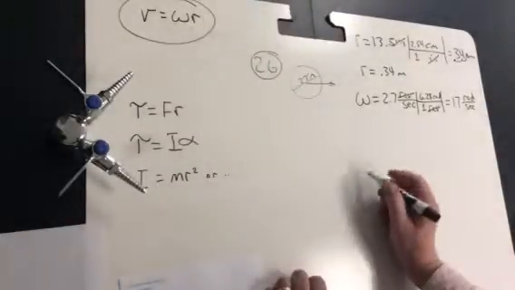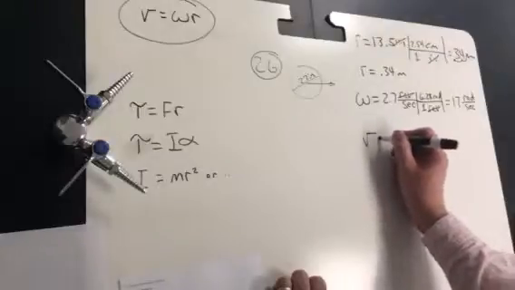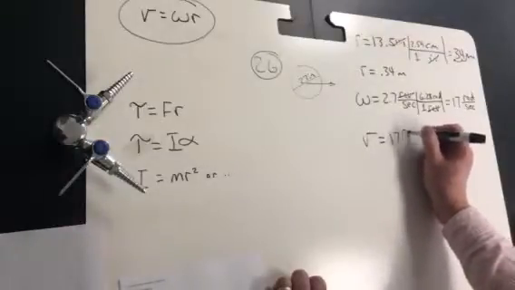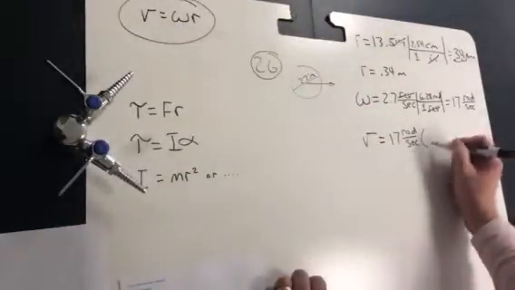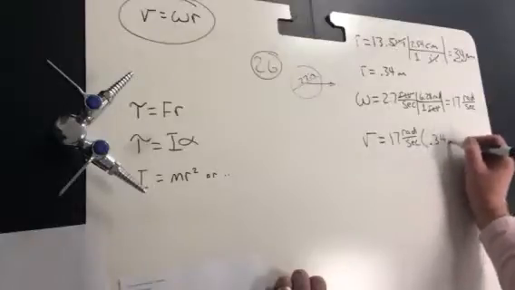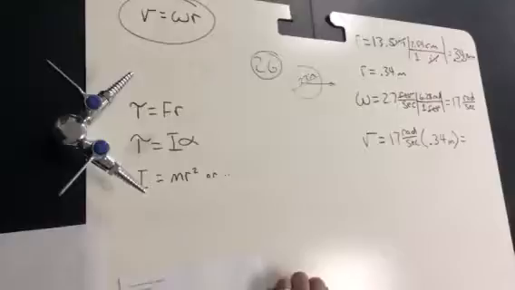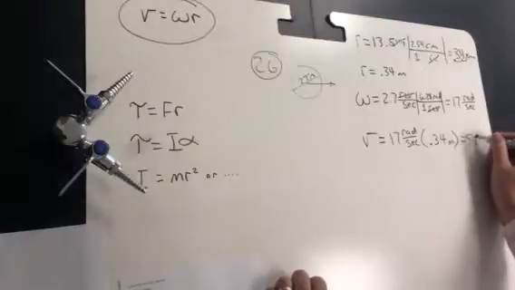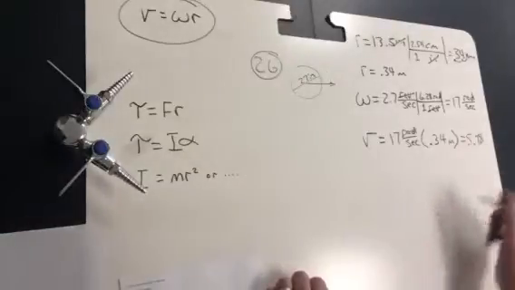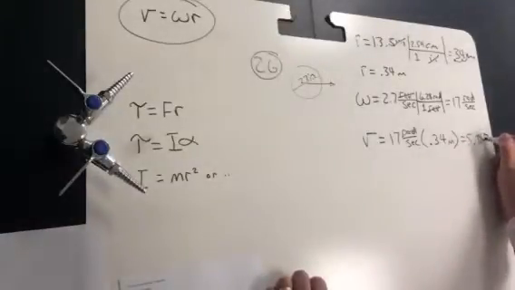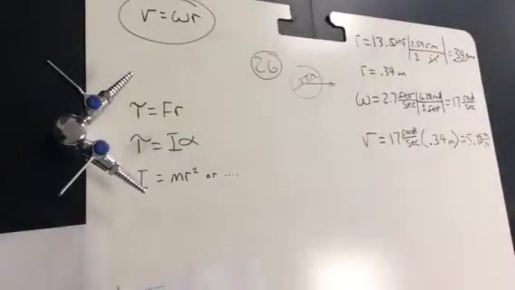Again, this is the formula we're using. We want to know what the velocity is. Velocity is equal to 17 radians per second times the radius, which is 0.34 meters, and 17 times 0.34. Our answer is 5.78. Let's see what happens here. Radians doesn't really exist. Again, it's not a real unit, so we land up with meters per second. Okay, so that's how you do number 26.